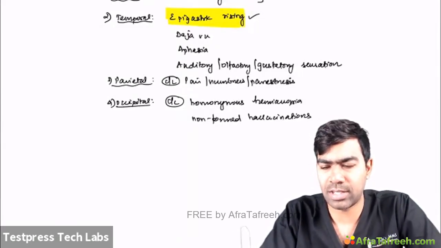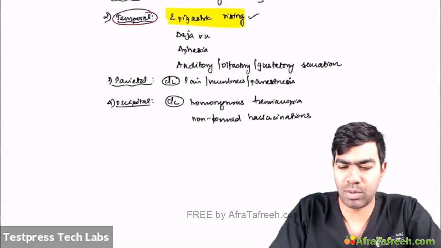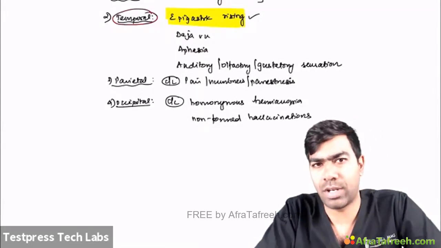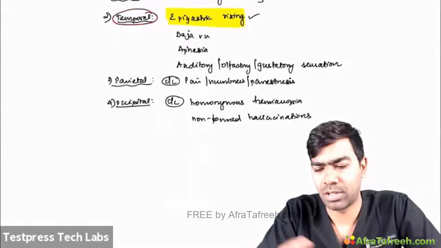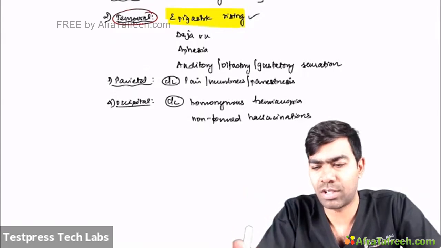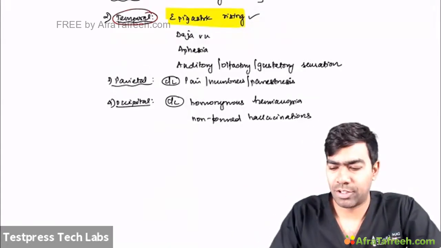Out of all these things, as I told you multiple times, the temporal lobe origin is quite important, and that's what will be asked in the majority of the exams as well. So before going into the clinical features or the types of the seizure, let us start with the anatomy of the seizure.